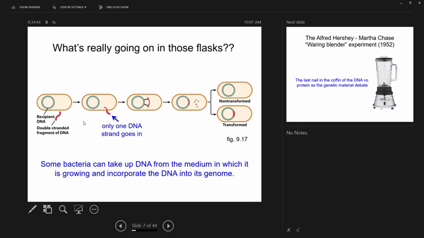DNA is double-stranded, but in the transformation process, only one strand goes in. And then, because it has homology to part of the genome, because it's from the same species, a recombination reaction occurs. And you may be surprised to hear that recombination actually happens in E. coli cells. And that's where recombination in eukaryotes is derived from. Why would you need recombination in a cell that doesn't have more than one copy of its genome?